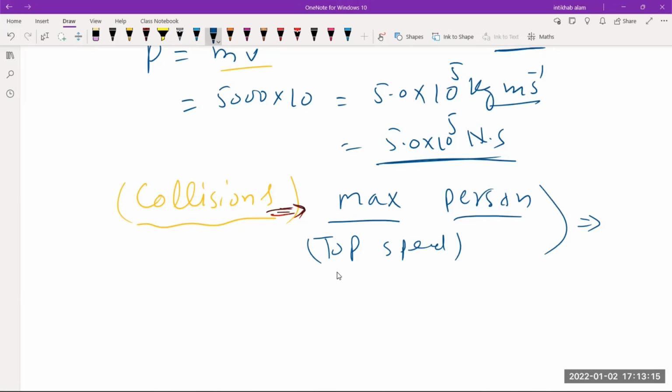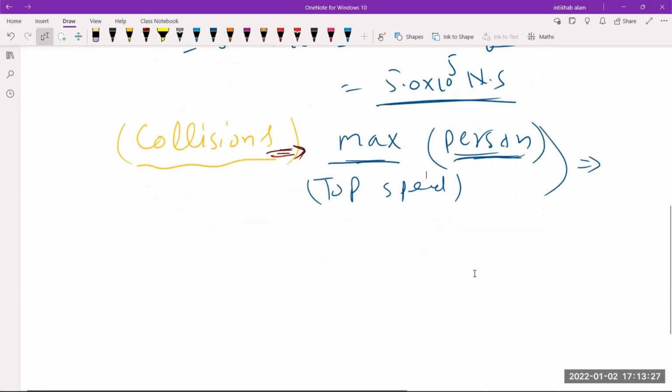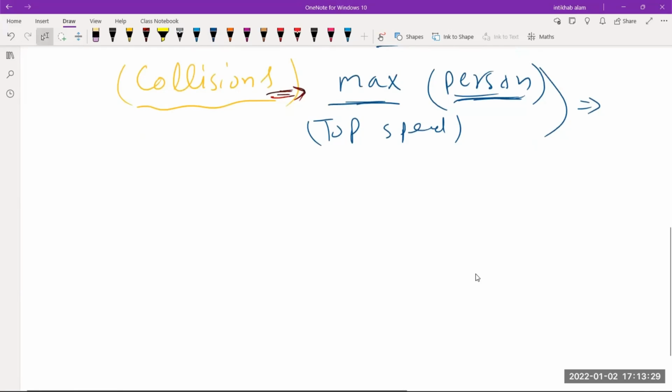So that's why we have to follow the information set by the car makers, but we do not follow them. We normally violate them. But in case of collision, momentum becomes very interesting.